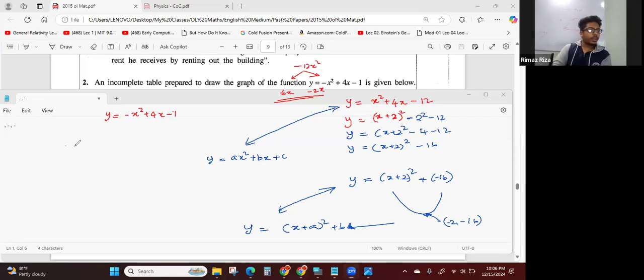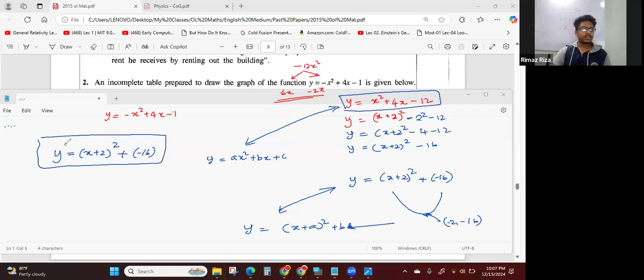So here we got the function y equals x plus 2 squared plus minus 16. Without the plus, you can just write minus 16 also. That's also correct. So now the same equation, here I have this one, here I have this. Both are the same thing.